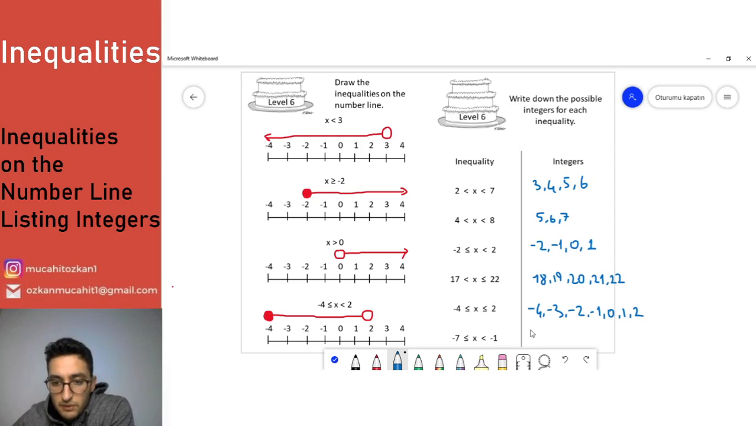And in the last example, x is greater than or equal to -7 and less than -1. So x can be -7, -6, -5, -4, -3, and -2.